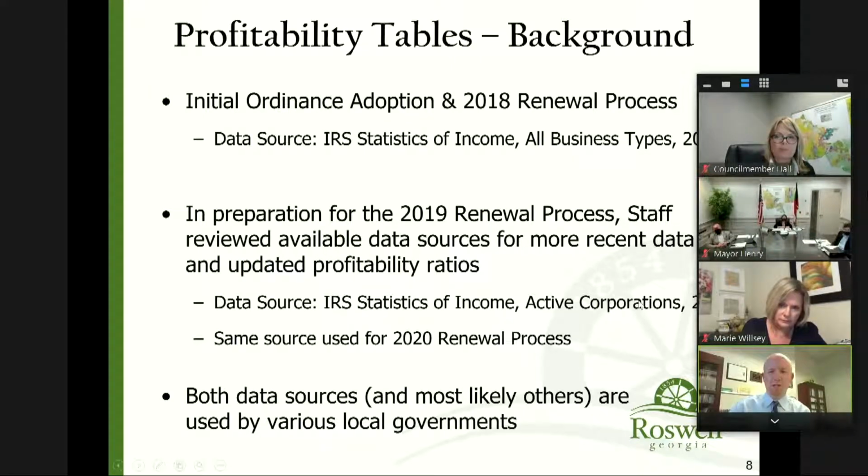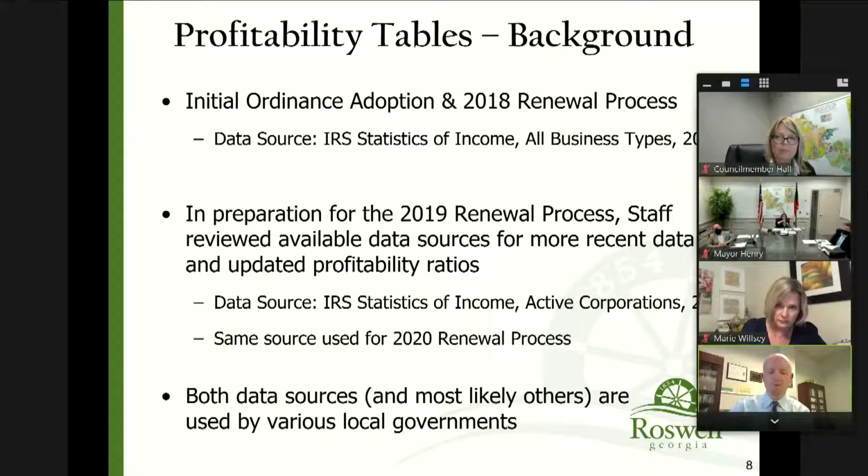They weren't able to give me the exact source that they had used, and I think that's probably because it's been a while since they've updated it. And in speaking with Councilmember Hall, she had pointed out that she had found out that the City of Canton uses the all business types data source when determining their profitability.